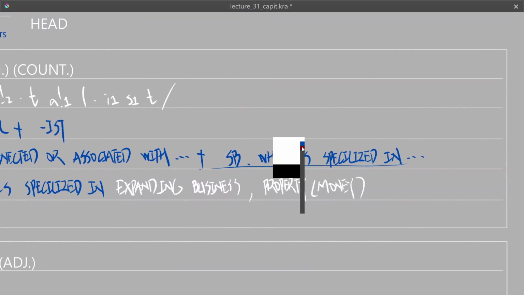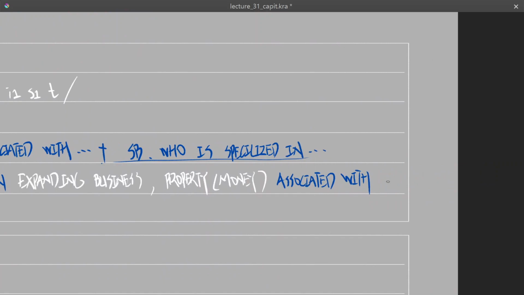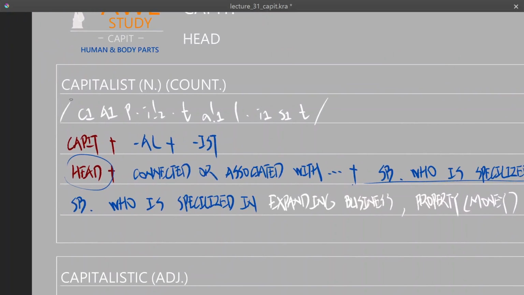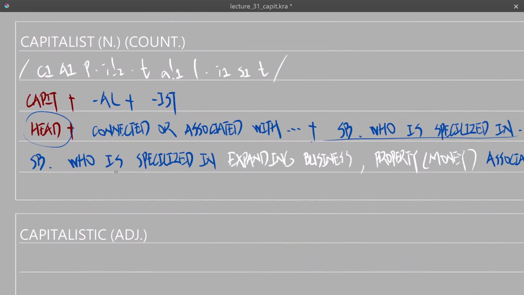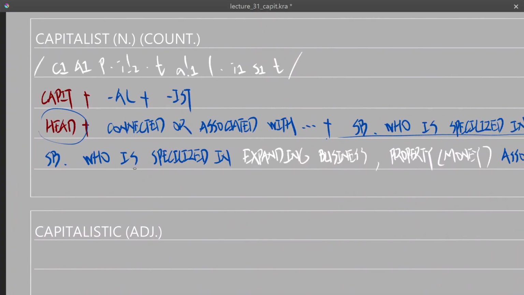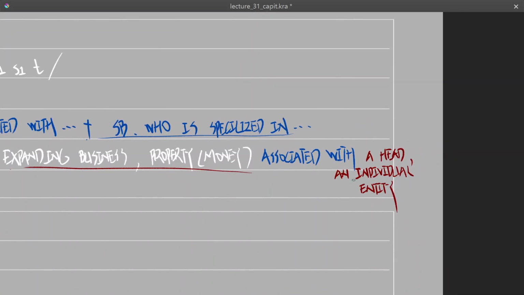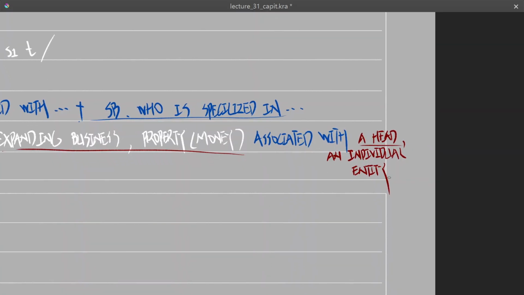Somebody who is specialized in expanding business property or money associated with a head, that is an individual entity. Cool. So capitalist, to use a much simpler word, means a wealthy guy, a rich person, or someone who obtains quite large amounts of capital.